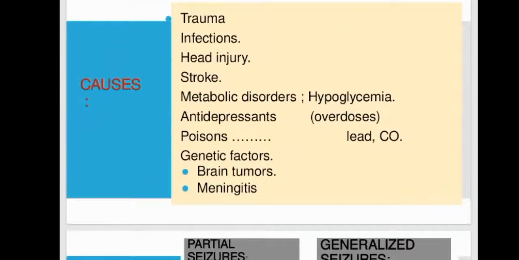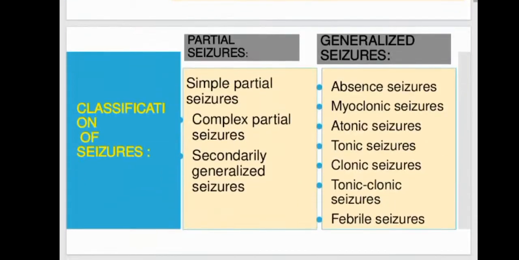Its causes are trauma, infections, head injury, stroke, metabolic disorders, hypoglycemia, antidepressant overdoses, lead, carbon monoxide, poisons, genetic factors, brain tumors and meningitis. Classification of seizures: partial seizures and generalized seizures. Partial seizures are simple partial seizures, complex partial seizures, and secondarily generalized seizures, and the generalized seizures are absence seizures, myoclonic seizures, atonic, tonic, clonic seizures, and febrile seizures.